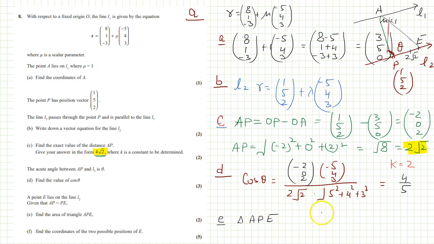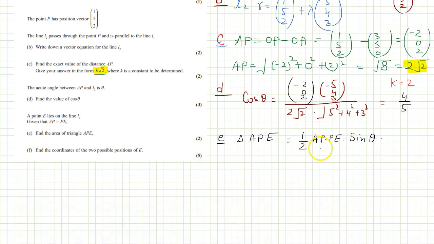So the area of the triangle APE will be, is it a right triangle? No. So this is half AP times PE times sin theta. So that is equal to half. AP is 2 root 2, PE is 2 root 2.